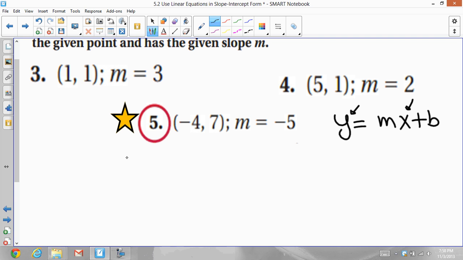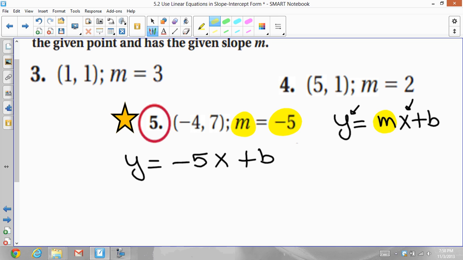So you're writing y is equal to, replace m by negative 5x plus b. I'm taking the negative 5, I am substituting in the place of m, and I'm changing it to a negative 5. So that is a one step. Now going to the second step, you need to find what b is.